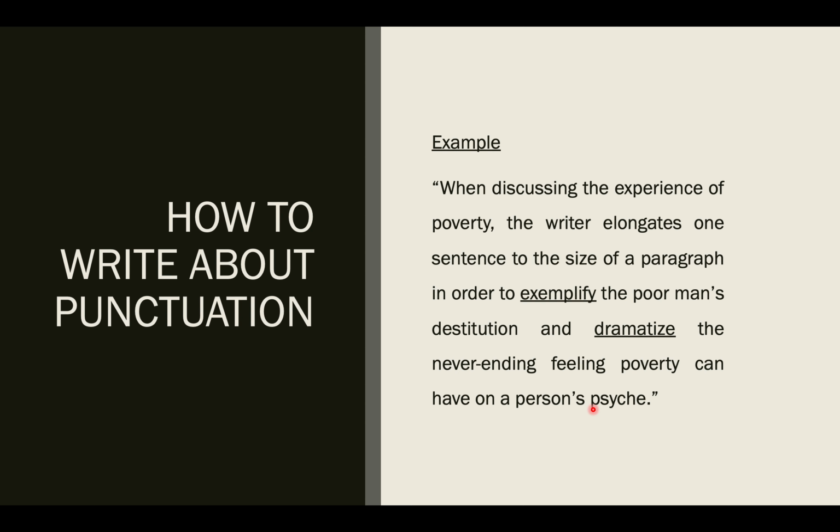So there's one really long sentence that is a series of commas and semicolons, and you think, why is it so long? What is the point of it, right? Well, maybe I can make it meaningful. I'm tying it to a theme. It exemplifies the poor man's destitution because it does talk about what it feels like to not have money, and it dramatizes the never-ending feeling poverty can have on a person's psyche.